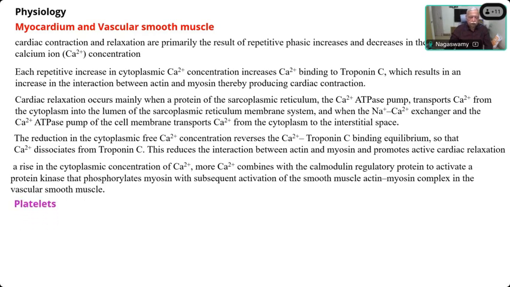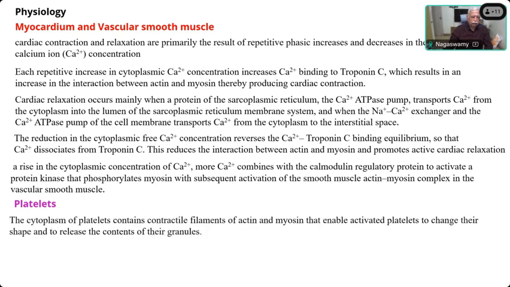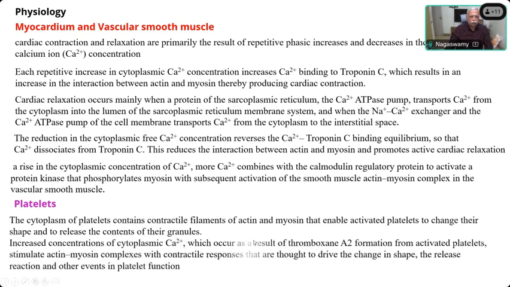The second thing is how calcium is helpful in coagulation. The cytoplasm of the platelets contains contractile filaments of actin and myosin that enable activated platelets to change their shape and degranulate, releasing their granules. Increased cytoplasmic calcium in the platelets occurs as a result of thromboxane A2 formation from activated platelets, which stimulates the actin-myosin complex in the platelet also, and they start to change shape and undergo degranulation to release the granules.